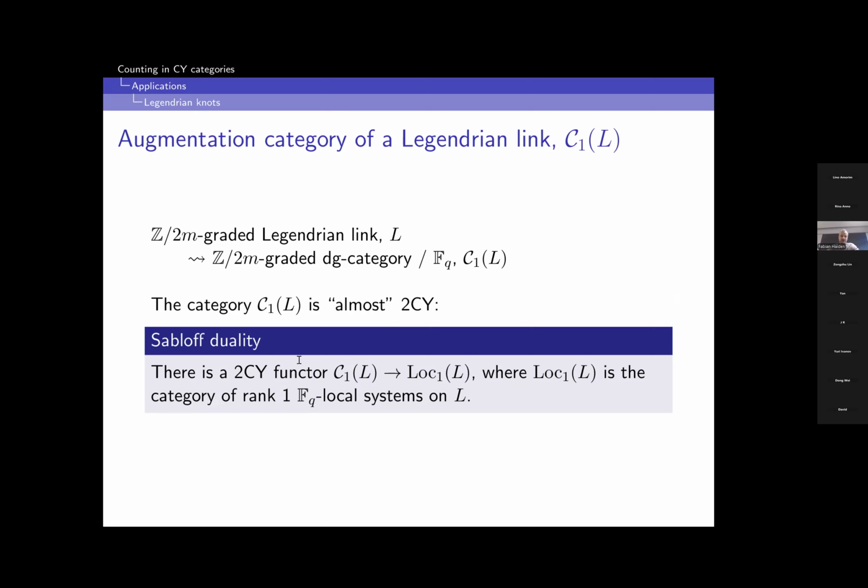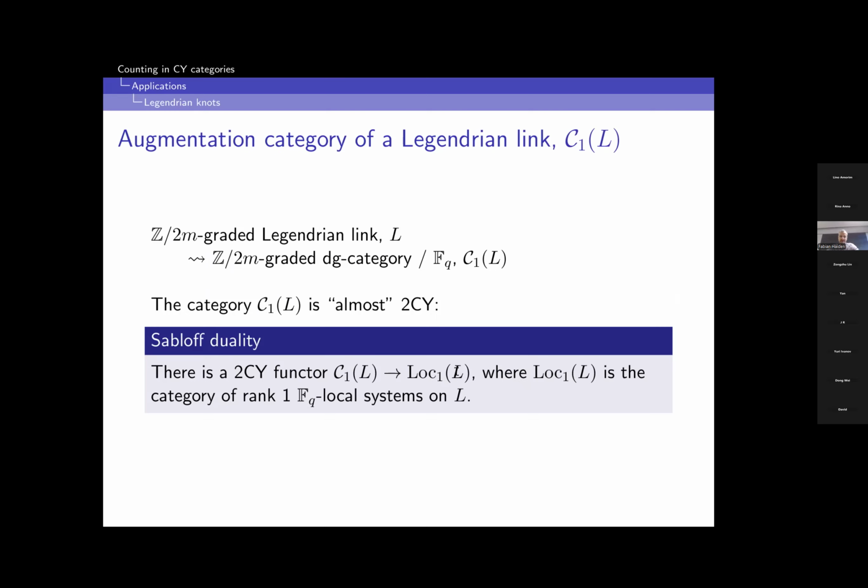So what is true is that you have a functor from the augmentation category to the category of rank 1 local systems on the underlying link L. So L here is just regarded as a one-dimensional manifold. That's a 1-Calabi-Yau category, and this functor here is 2-Calabi-Yau. And that's known in the Legendrian knot theory literature as Sabloff duality, essentially.